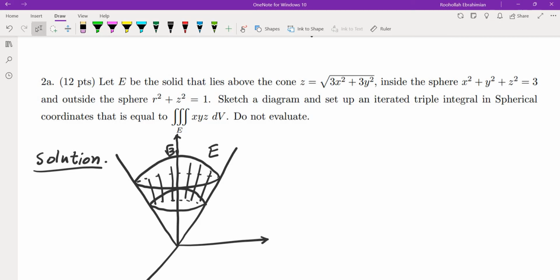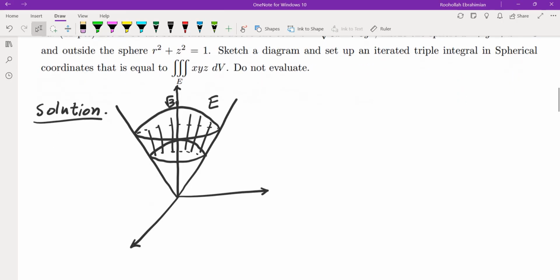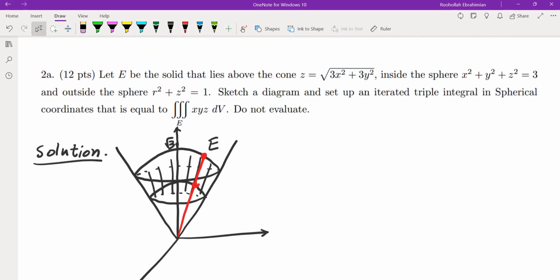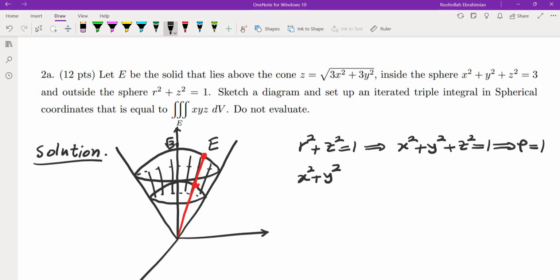This is called E. Sketch a diagram and set up an iterated triple integral in spherical coordinates that is equal to this one. So if we look at a ray from the origin, the largest and smallest are on the spheres. So the largest of rho would be on the smaller sphere, so r squared plus z squared equals 1, which is x squared plus y squared plus z squared equals 1, which is rho equals 1. And the other one, x squared plus y squared plus z squared equals 3, is rho equals root 3. So these are the limits of rho.